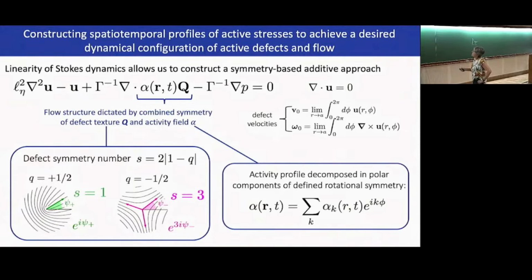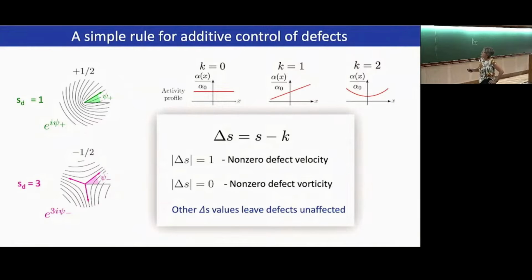Similarly, the activity profile, we're in 2 dimensions, so we can actually decompose it in polar components of defined rotational symmetry in the following way. Now, when we combine these 2 things, we put this in here, and we expand our velocity in polar coordinates, and we solve. Essentially what we find at the end is a simple rule for determining what kind of behavior that the given profile of activity gives for the defects.